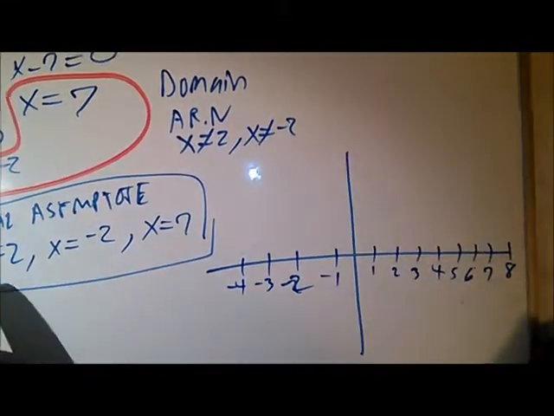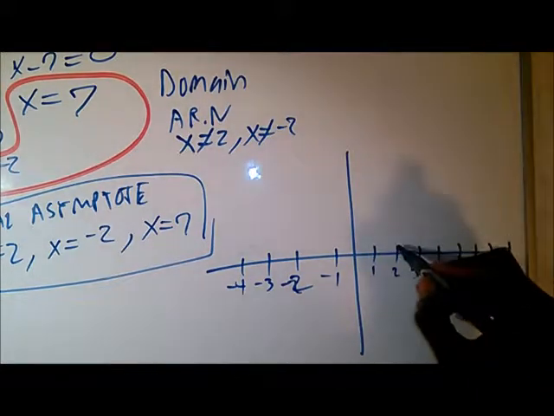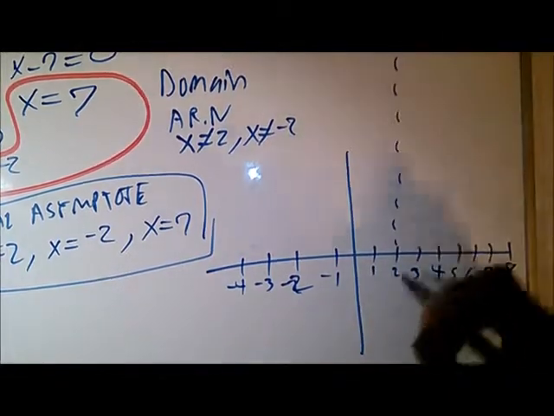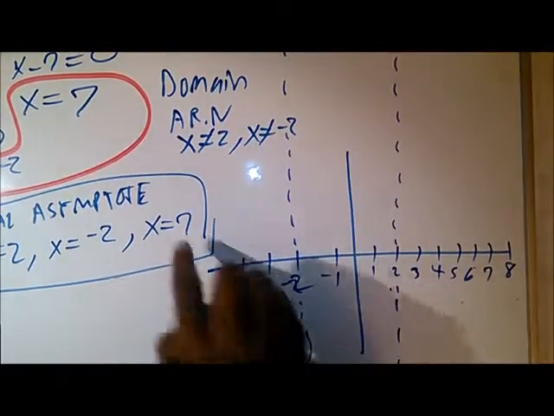Okay, so x will be equal to 2, negative 2, and 7.